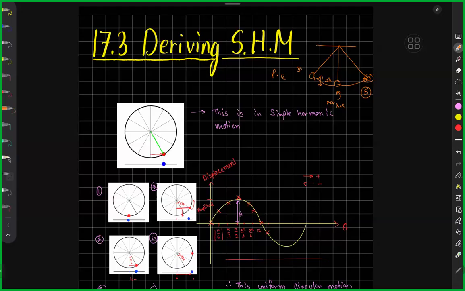At this position, 0 meters per second, over here is 0 meters per second. So that's what's happening over here. That is what we are modeling using this blue bob.